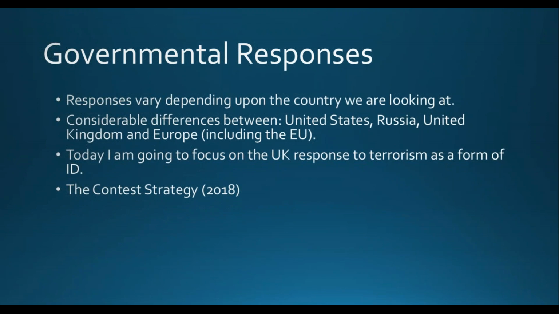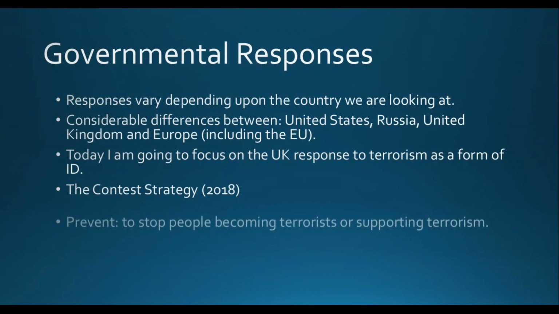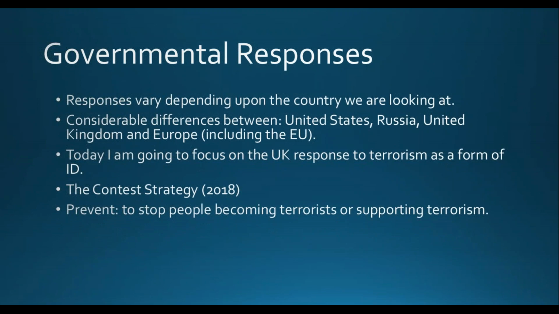Now, the Contest strategy is made up of 4 key prongs, the 4 Ps. The first is prevent. This is the counter-radicalization dimension of preventing people from becoming terrorists. So it's about stopping people from becoming terrorists or supporting terror, potentially before they've even thought of doing it themselves. The idea here is it's about things like safeguarding, supporting people who are vulnerable to so-called radicalization, stopping people from becoming terrorists or supporting terrorism.